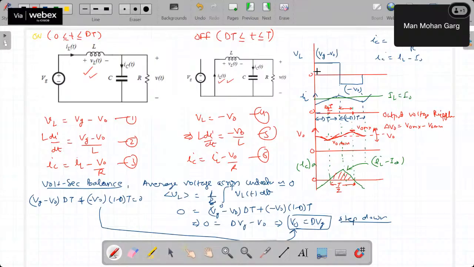Now, this inductor current will go from IL minimum to IL maximum. As we said, for CCM, continuous current conduction mode, this IL minimum should always be greater than zero. If IL minimum becomes zero, it's called the boundary condition between CCM and DCM. In CCM the inductor current cannot be negative. In DCM it will go to zero and remain zero for some time. So to ensure continuous conduction mode, we have to make sure that IL is always greater than zero, and that will happen when we design a proper inductor. So let's see how to design the inductor.